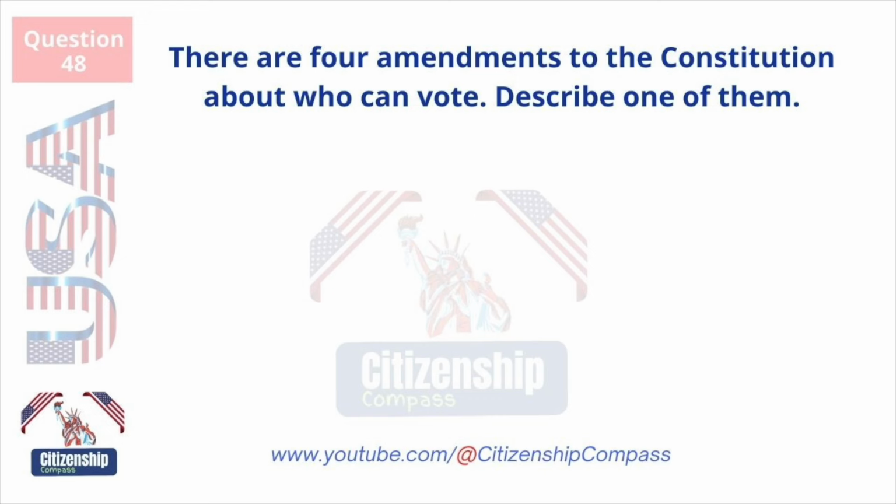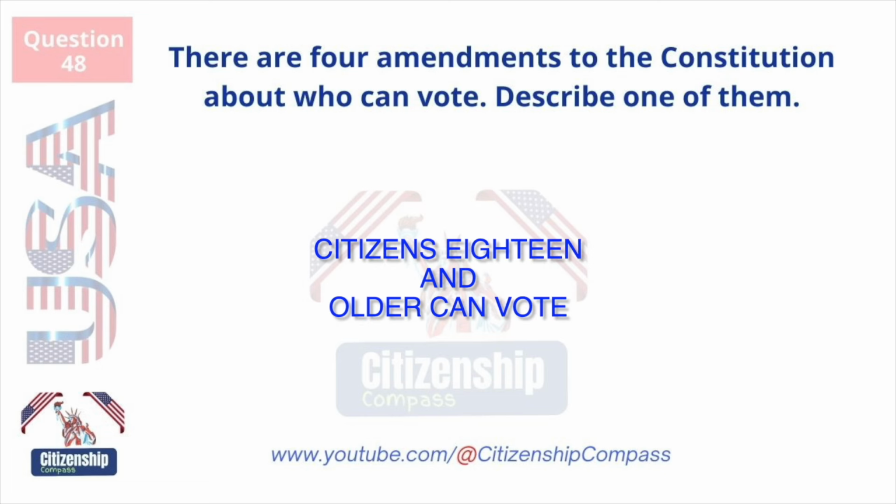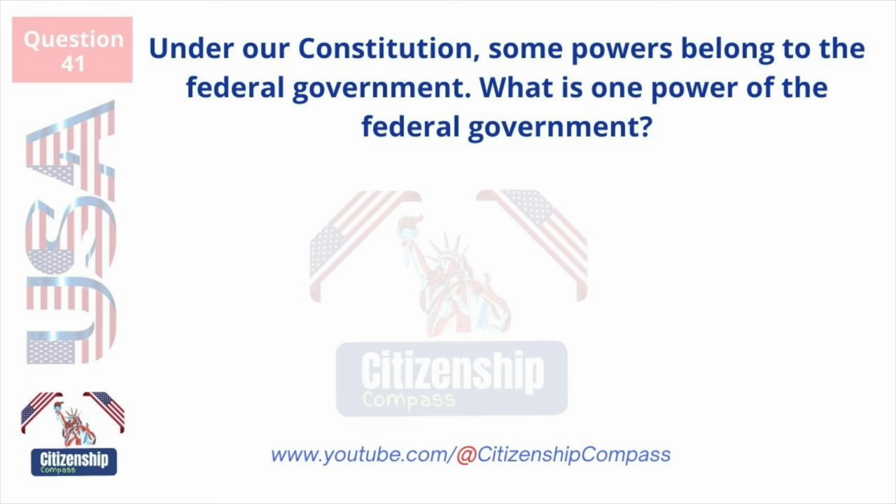There are four amendments to the Constitution about who can vote. Describe one of them. Citizens 18 and older can vote. Under our Constitution, some powers belong to the federal government. What is one power of the federal government? To print money.